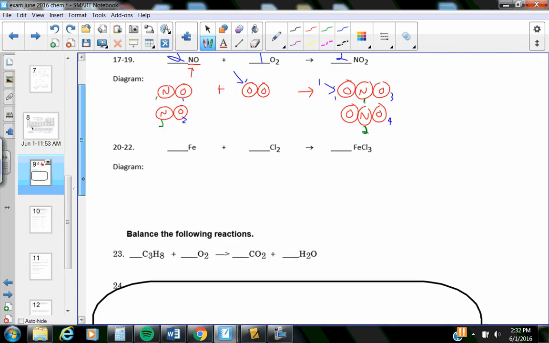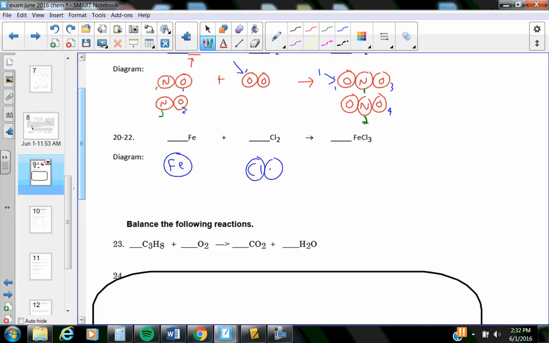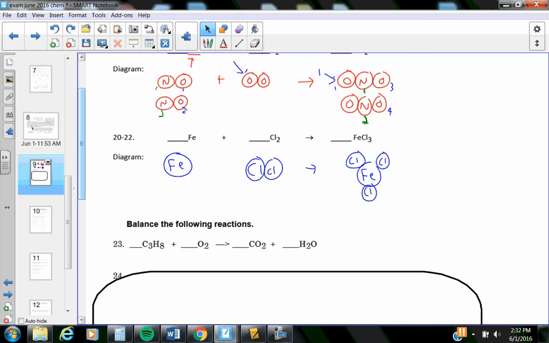The next one, I need an Fe, a Cl tied to a Cl, chlorine, and then an FeCl3. I'm envisioning the Fe in the middle, flanked by 3 chlorines. There's no way you can start off with 2 chlorines and end up with 3. So apparently we're going to need more chlorines. But they only come in pairs, so I draw another chlorine tied to another chlorine. Well, there's no way we can start off with 4 chlorines and end up with 3.